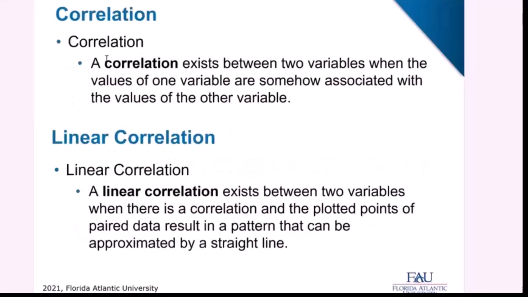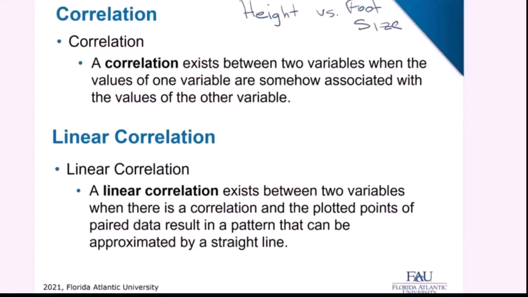What is correlation? A correlation exists between two variables when the values of one variable are somehow associated with the values of the other variable. A linear correlation exists between these variables when the plotted points of paired data result in a pattern that can be approximated by a straight line.